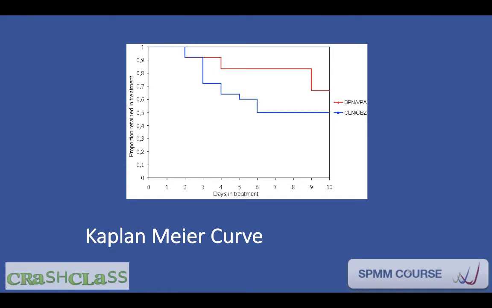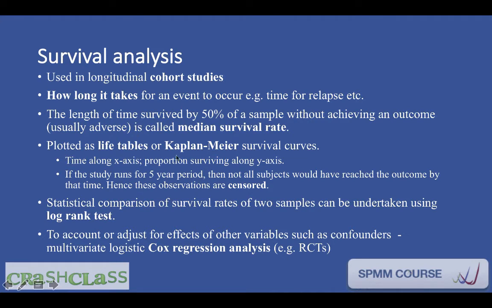Probability of survival is 1 minus the probability of the event. If there are 100 people and 90 die, how many survive? 10. So 1 minus the percentage of event gives you the percentage of survival. That's what you put here. The proportion surviving goes on the y-axis, probability of survival. So that's a Kaplan-Meier survival curve.